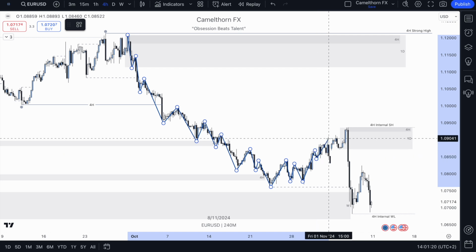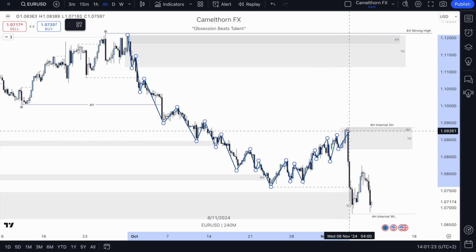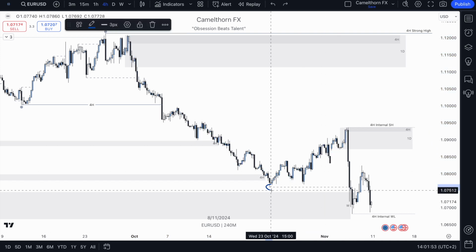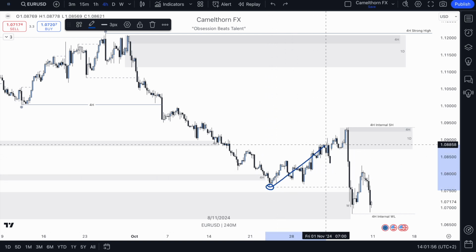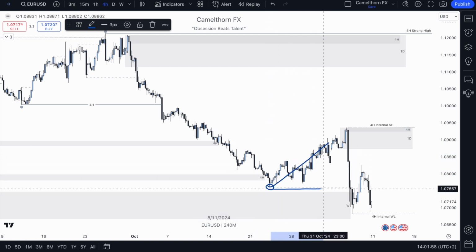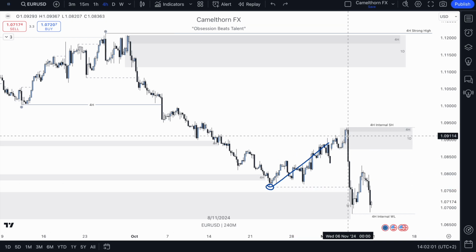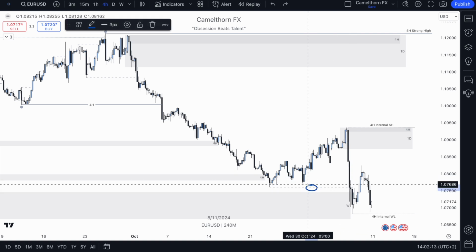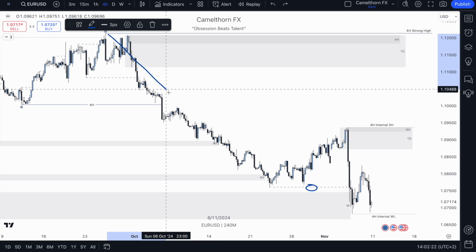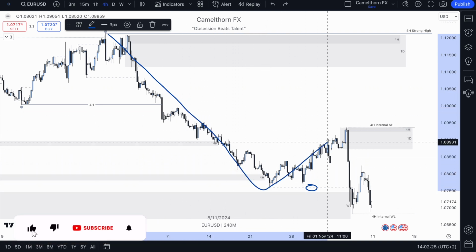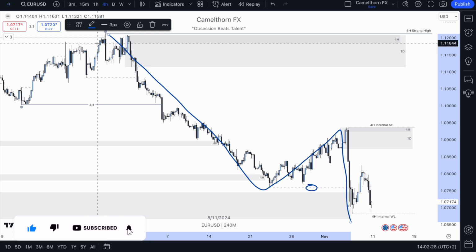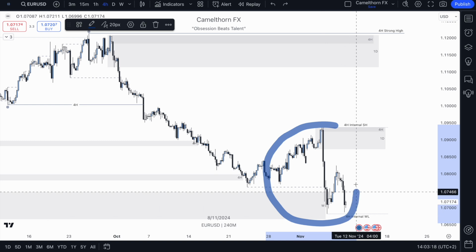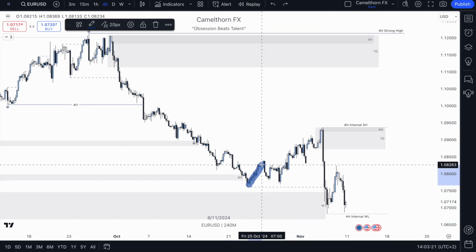And so this pullback phase that we have here, I then view as the 4-hour internal pullback. This means that this was my starting point of the internal pullback, which made this my 4-hour internal weak low. And once price action rolled over to violate that point, we then had a new bearish 4-hour internal break of structure, which means that we are effectively still seeing bearish 4-hour internal price action, which is facilitating this 4-hour impulsive phase.